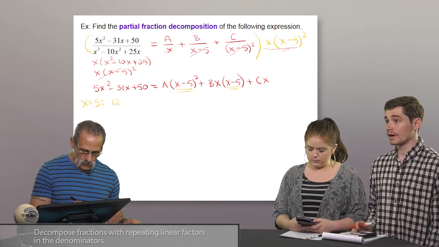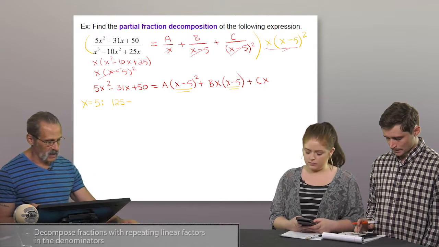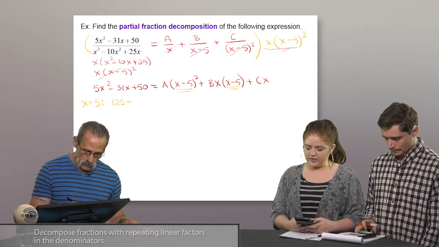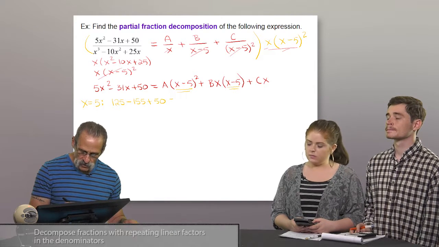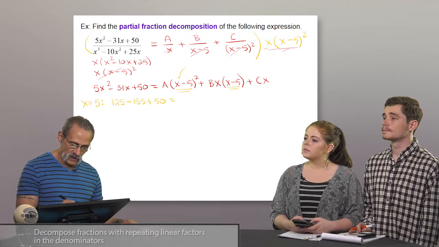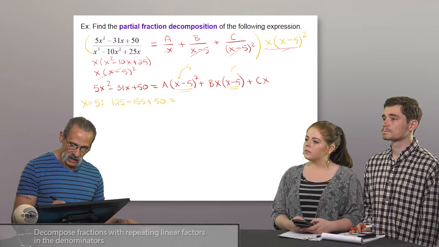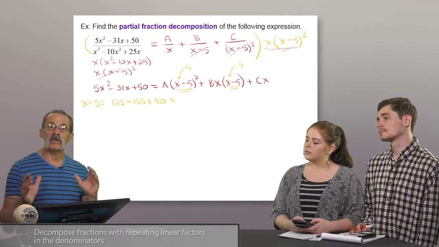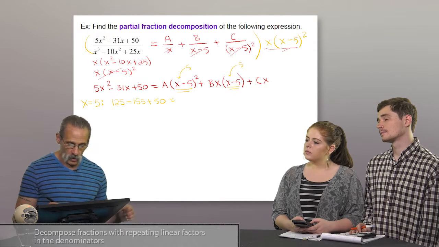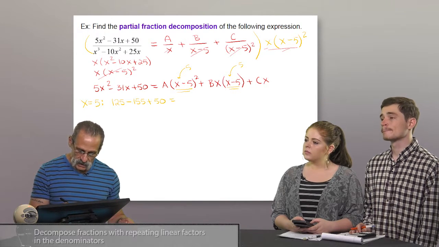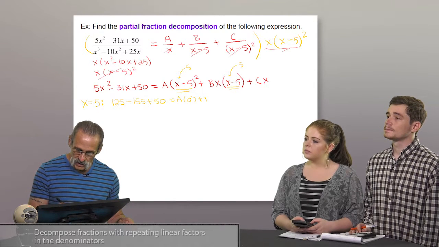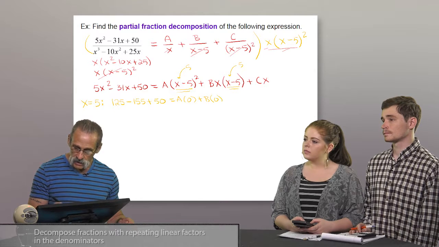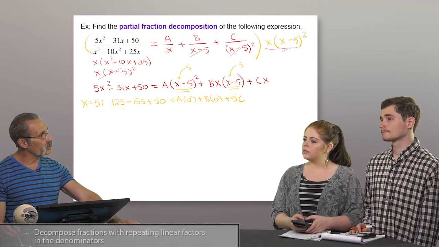That is 125. Good. Minus 31 times 5, what's that? 155. Good. And then plus 50. On the other side, if I substitute in a 5 right here, and right here, now I'm multiplying by 0. So all I have to do is go to the other side of the equal sign, because I'll have a times 0 plus b times 0 plus c times 5.